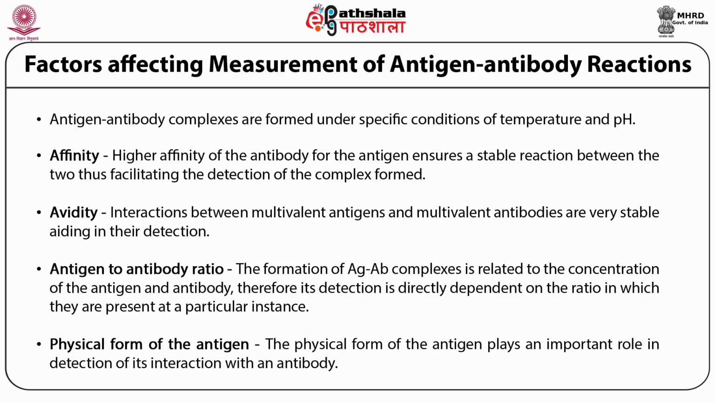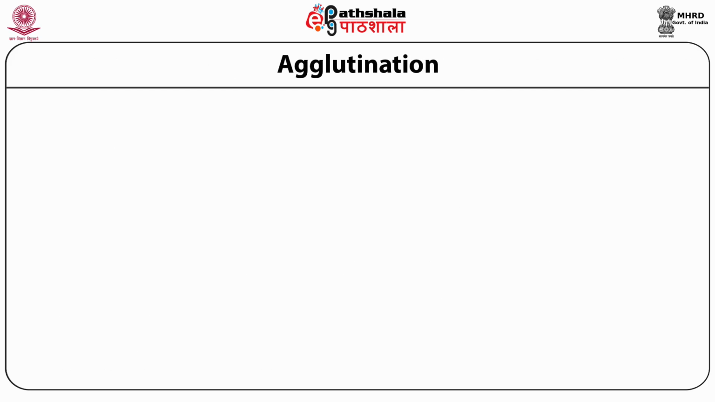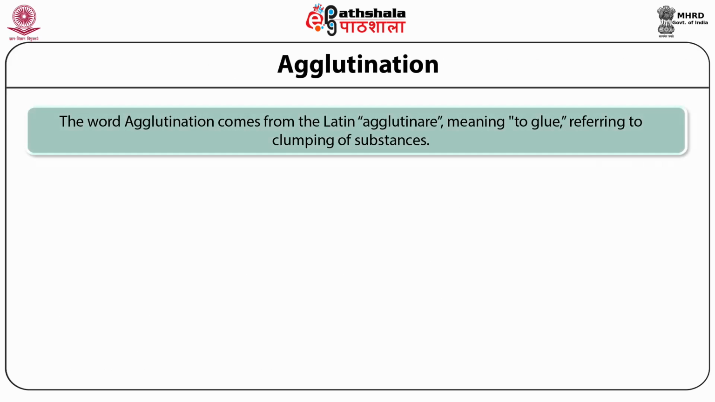Particulate antigens result in agglutination on reaction with an antibody. However, precipitation of the antigen would occur in case it is soluble in nature, when large insoluble antigen-antibody complexes are formed. This slide describes the process of agglutination. The word agglutination comes from the Latin agglutinare, meaning to glue, referring to clumping of substances.